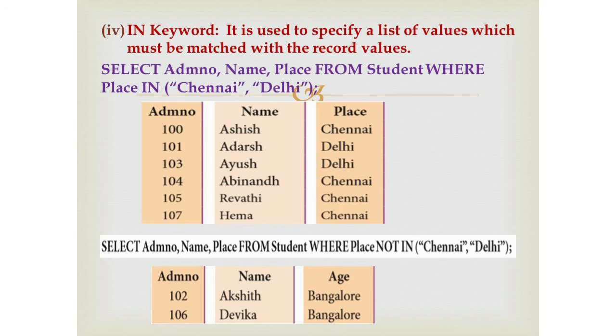Okay, then the next condition is NOT IN. The NOT IN keyword displays only those records that do not match the list, just the opposite of the IN keyword. It will display the records which do not match the condition. The same example: select admission number, name, place from student where place NOT IN ('Chennai', 'Delhi'). So it will display the students only from places other than Chennai and Delhi. The remaining place is Bangalore, right? So the Bangalore students' names and admission numbers will get displayed.